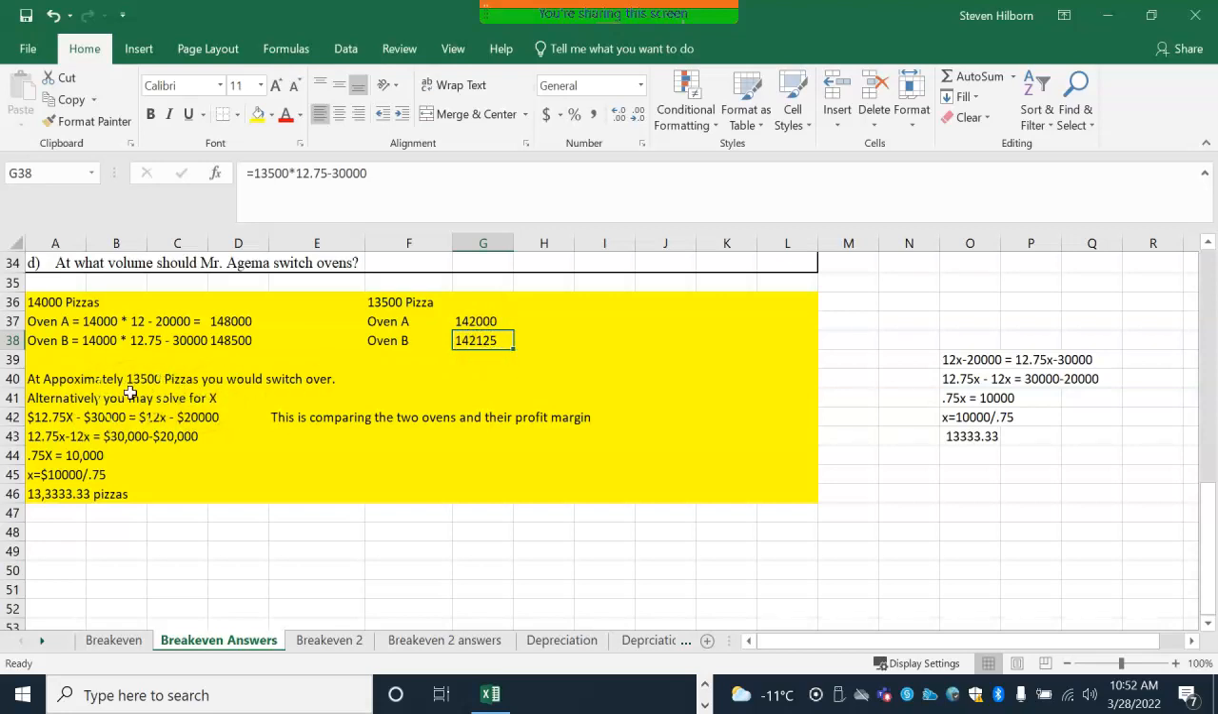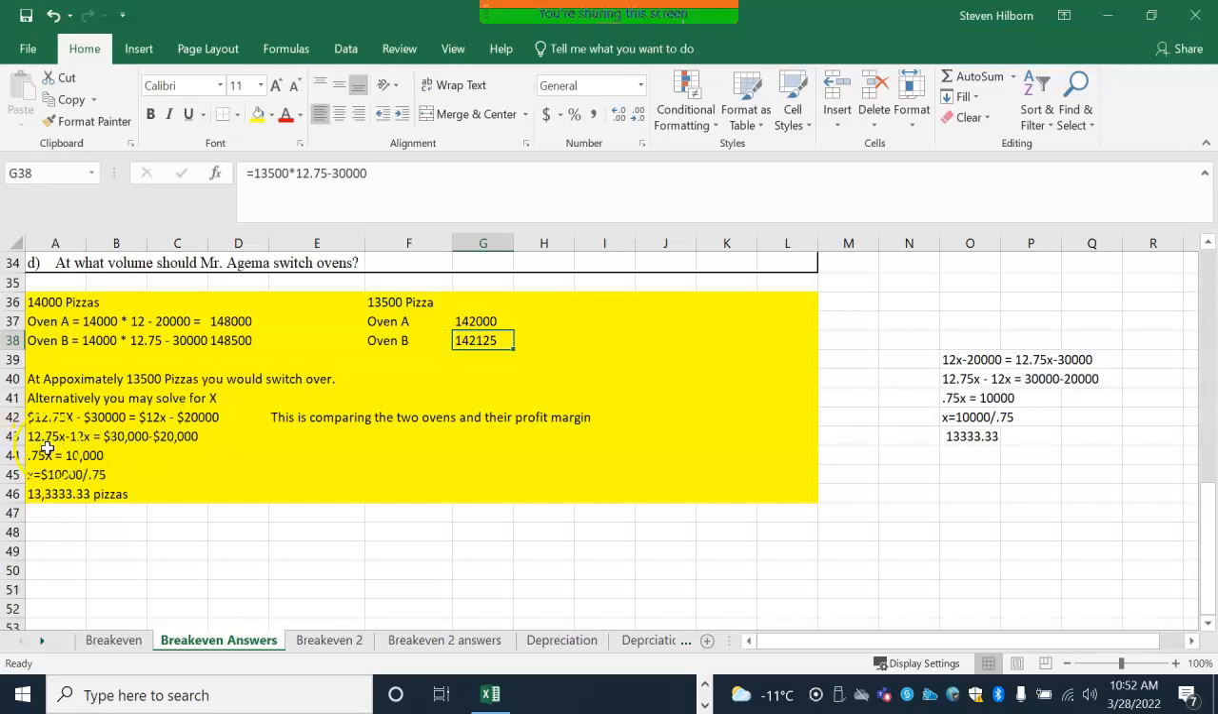You can also solve for X. This is just a different way of doing it. It's a little bit more complicated, but if you understand how this works, they're basically saying here, one pizza we make $12.75 on, but it costs us $30,000 to do that. The other pizza we make $12 on, but it costs us $20,000 to use the equipment.